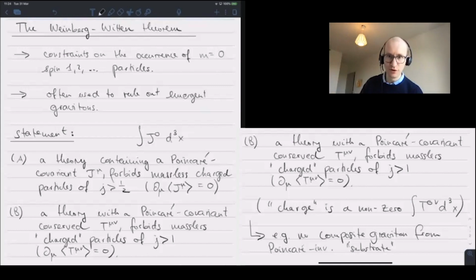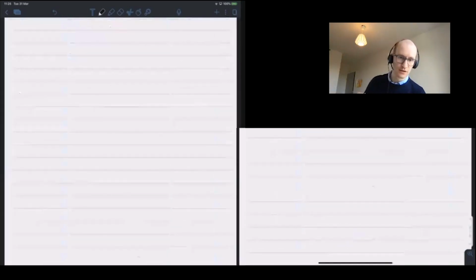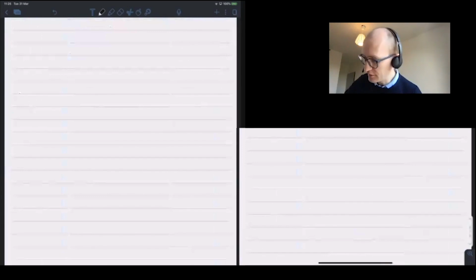So before getting to a more qualitative discussion of possible implications or possible loopholes, let's go over the argument in some detail. I'll start by giving you the overall idea of the proof.